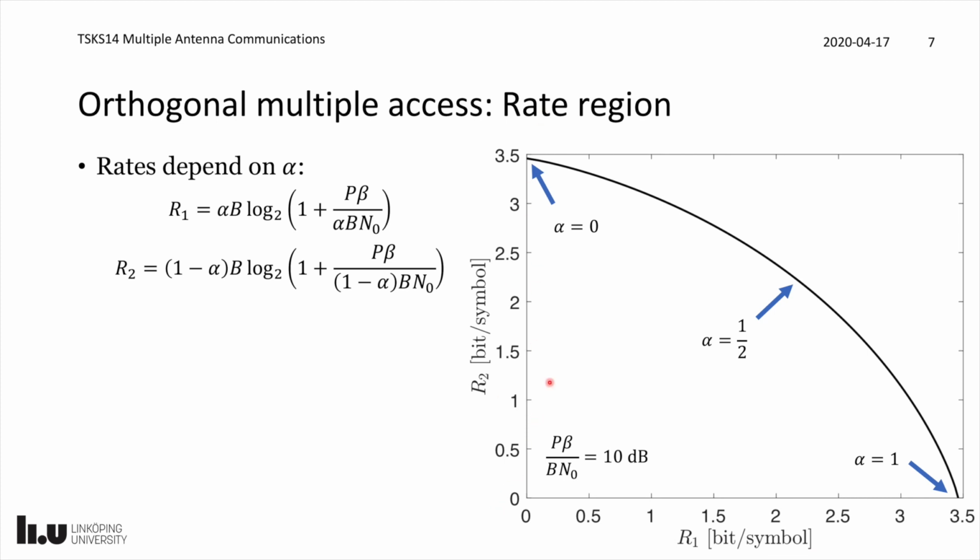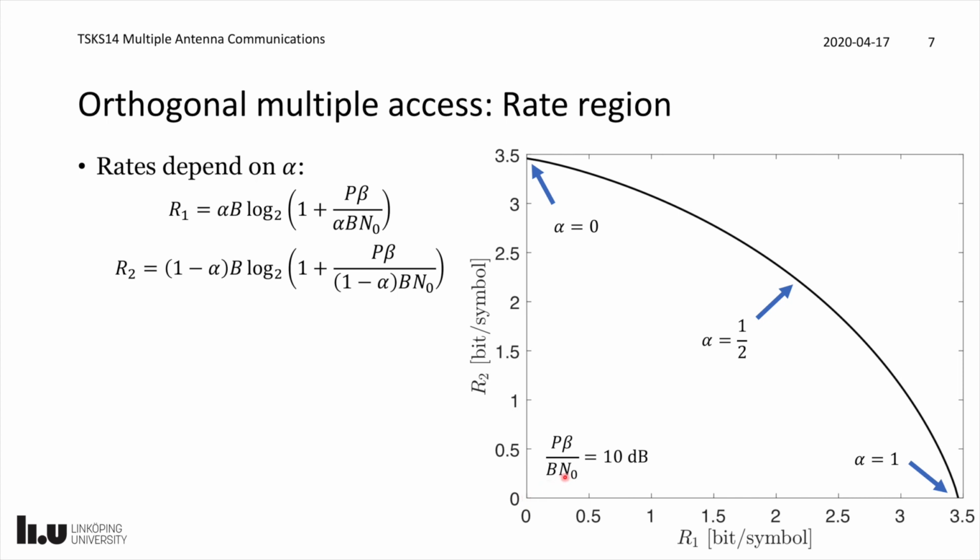If we select alpha equal to 0, then we put no bandwidth to user 1 and all the bandwidth to user 2. In that case, it gets its maximum rate. It's up here. If we are instead selecting alpha equal to 1, we give all the bandwidth to user 1 and no bandwidth to user 2. Then we are down at this point here, where we have the maximum value for user 1, but no value at all for user 2.